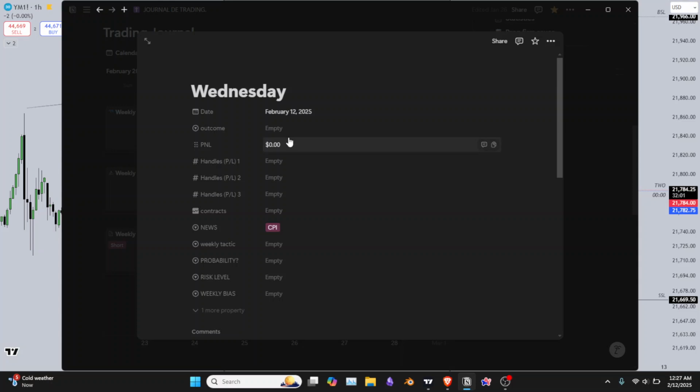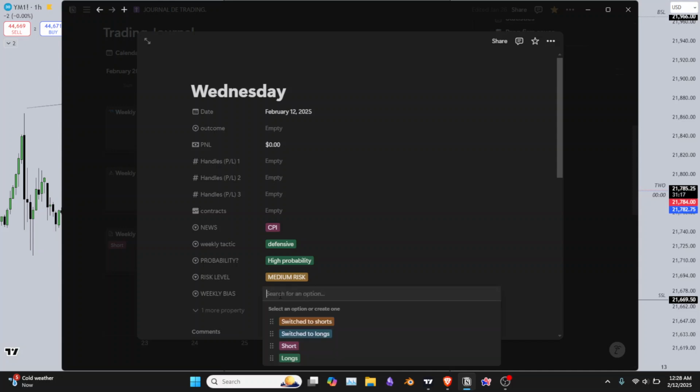CPI tactic. I was aggressive actually, like I was defensive. Yeah, I need to be defensive tomorrow. Probability, I'll say high probability, and then risk level is medium risk. My risk level, I actually risked a lot, so this will be low risk. I'll be going low risk tomorrow. Maybe medium. I'll use one contract.